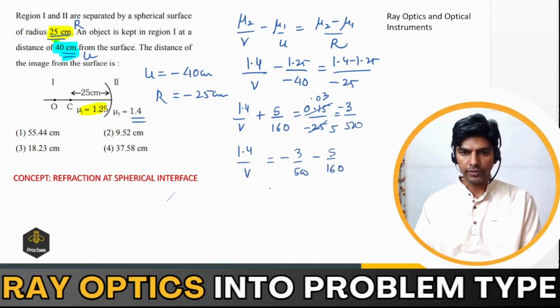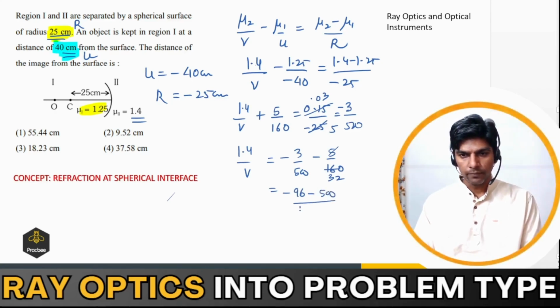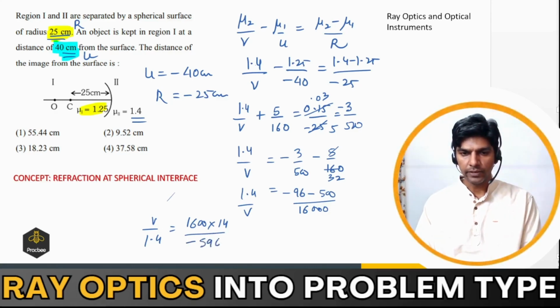So let us simplify this. So it comes out to be 32. So minus 96 minus 500 divided by 161,600, and that will be 1.4 by V. So V upon 1.4 will be 1600 times 14 divided by minus 596.